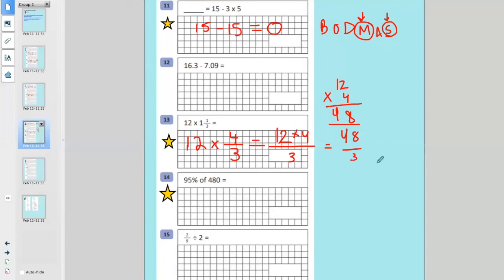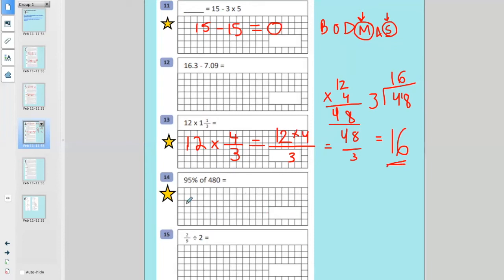Now, when we simplify this, if we do 48 divided by 3, well, 3 into 4 goes once, with 1 left over, and 3 into 18 goes 6 times. So our answer should have been 16. Well done if you got that correct.